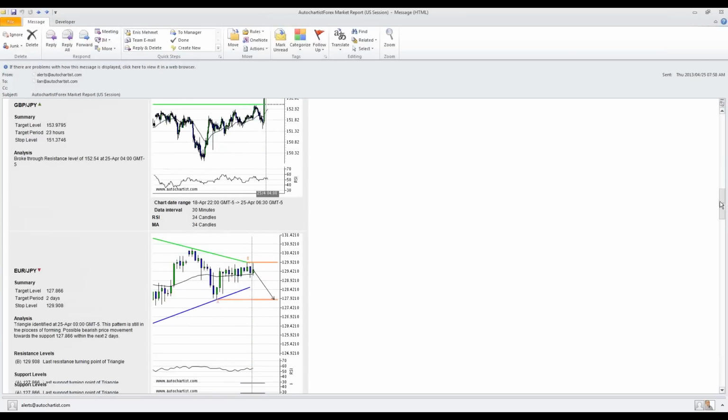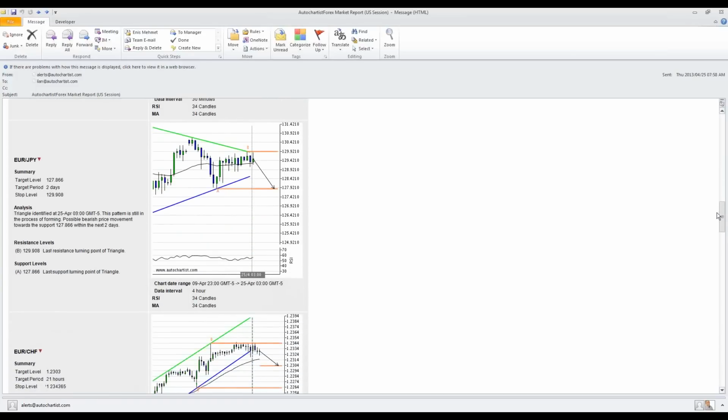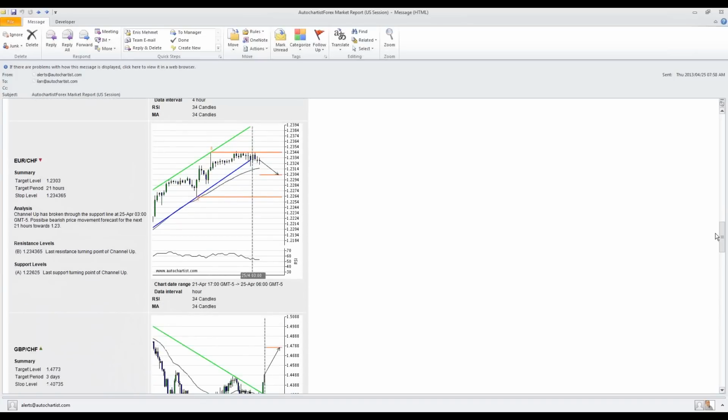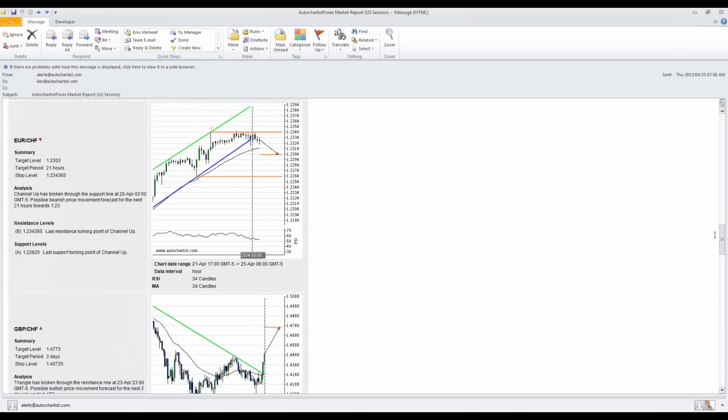Similarly, if you scroll down all these opportunities, you will get an idea that Autochartist does a lot of the work for you. The reason we can do this on these market reports is that this is not a real-time product. These opportunities are static reports, which we send out 3 times a day. So as a company, we're not precluded from doing a lot of the analysis for you.